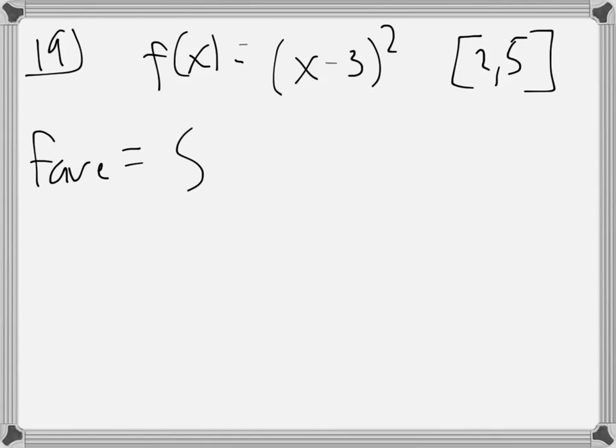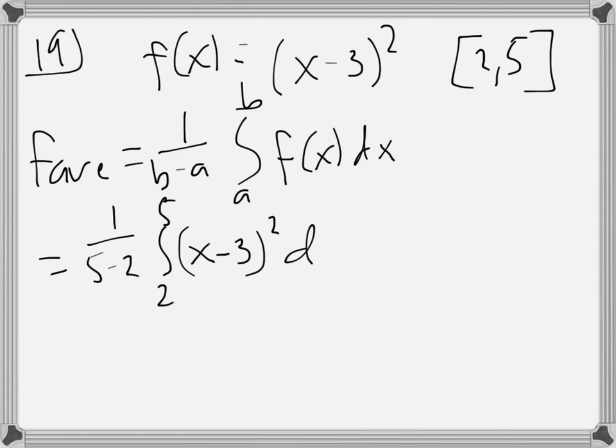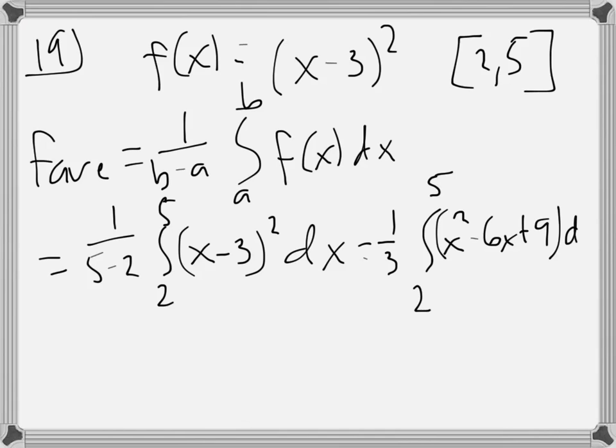remember f average is 1 over b minus a, where that's the limits of integration from a to b, f of x dx. So you divide by the width of the interval after you integrate. So in this case, that is 1 over 5 minus 2, integral from 2 to 5, (x minus 3) squared dx. Now, we don't have a rule for products, so we need to expand that. So it's 1/3 times the integral from 2 to 5, x squared minus 6x plus 9 dx. Now I can use the power rule.